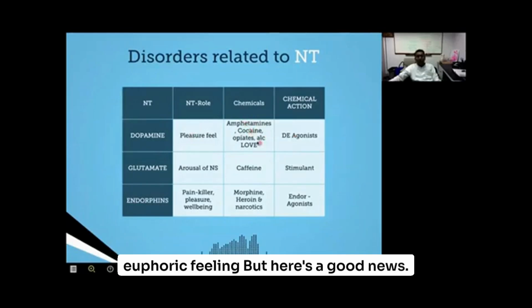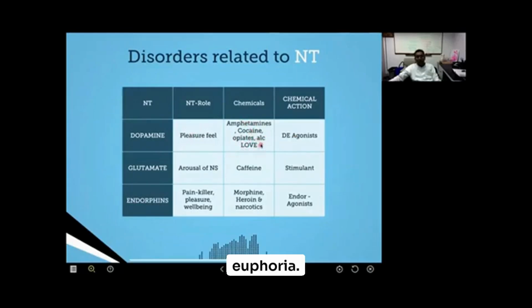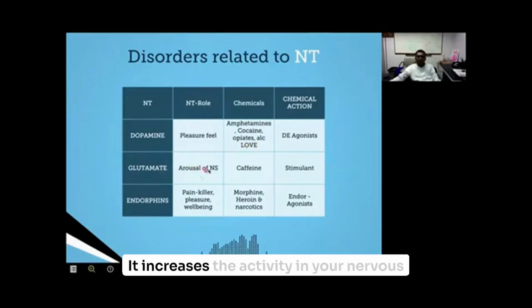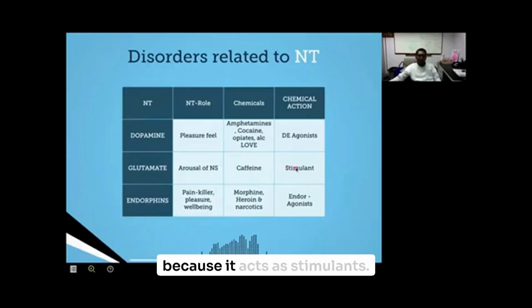But here's the good news. There's another thing that actually gives a similar feeling of euphoria, love. Now, glutamate. Glutamate is a neurotransmitter. It increases the activity in general of the nervous system. Caffeine is an example of a chemical that mimics glutamate, and it increases the neural activity. That's why people take caffeine to be active, because it acts as a stimulant.